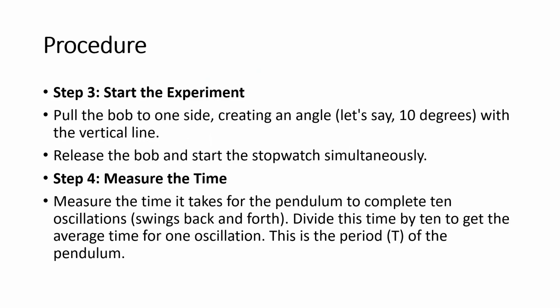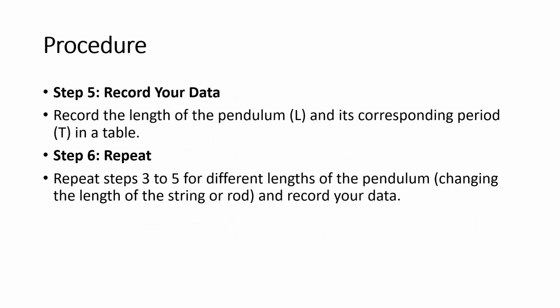Step 4. Measure the time. Measure the time it takes for the pendulum to complete 10 oscillations, swings back and forth. Divide this time by 10 to get the average time for one oscillation. This is the period, T, of the pendulum. Step 5. Record your data. Record the length of the pendulum, L, and its corresponding period, T, in a table.